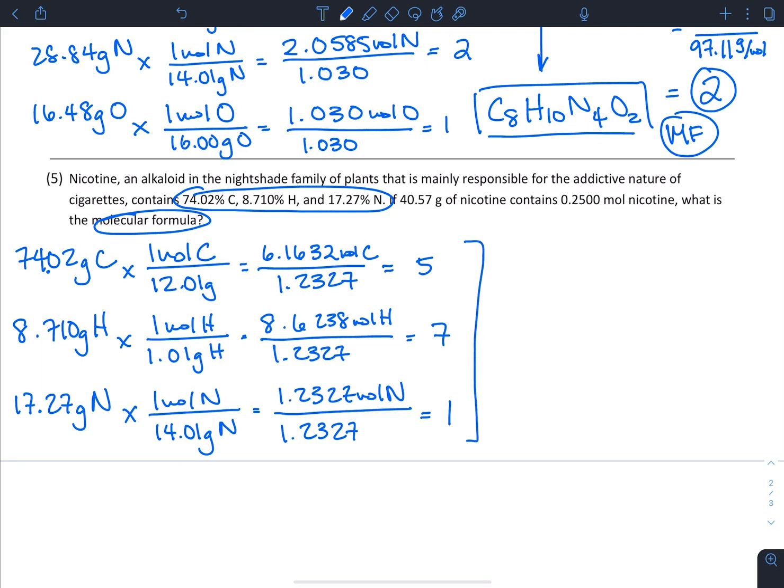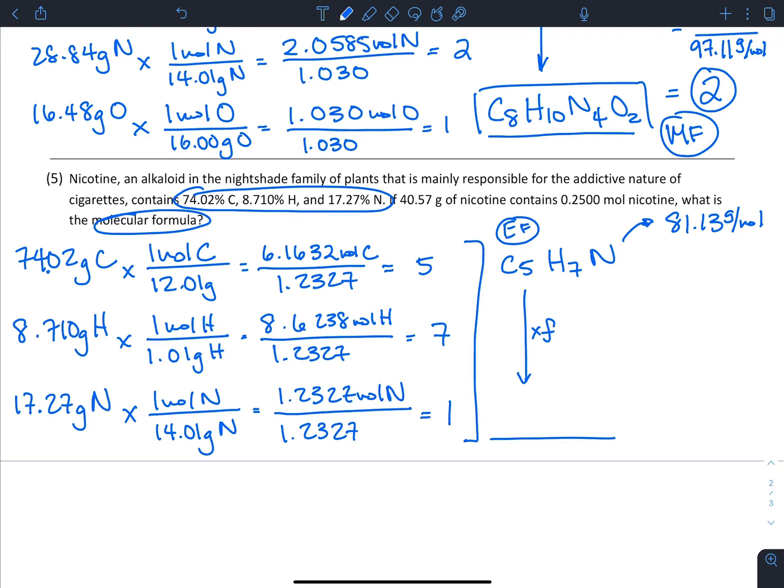So luckily, all these are whole numbers. So my empirical formula is going to be C5H7N. Now, as we've said before, we have some whole number factor that's going to get us to our molecular formula. Now I can determine the molar mass of this empirical formula. If I do that off to the side, I'm going to see that it's 81.13 grams per mole. And normally the problem gives you the molar mass of the molecular formula in some way. This time, what it's given us is grams and moles of that molecule.